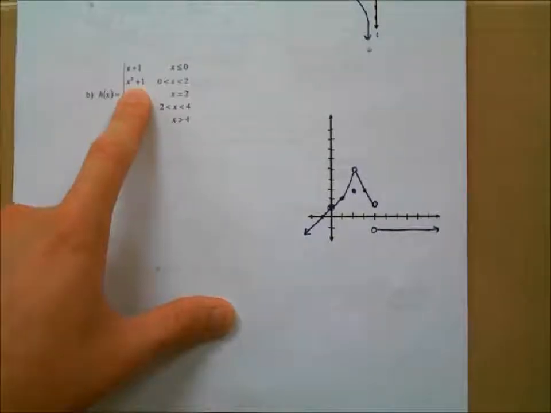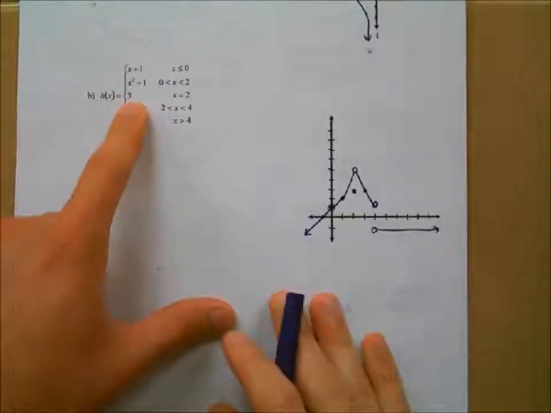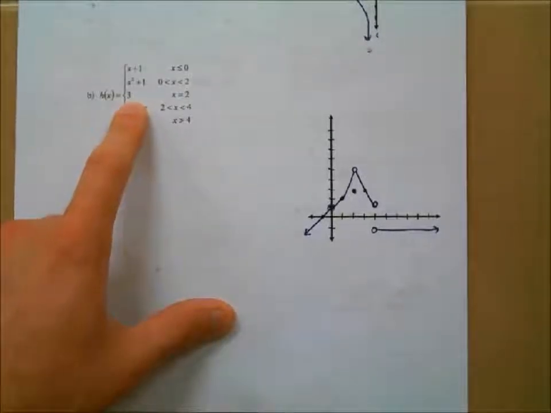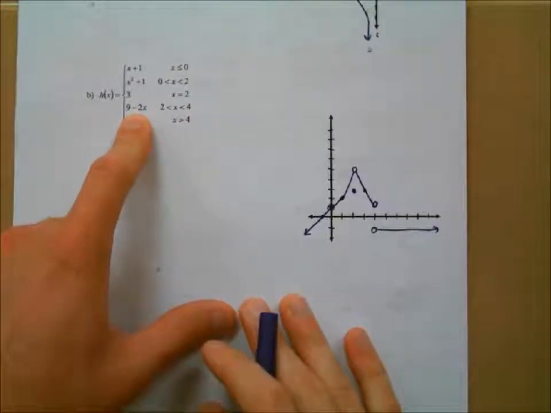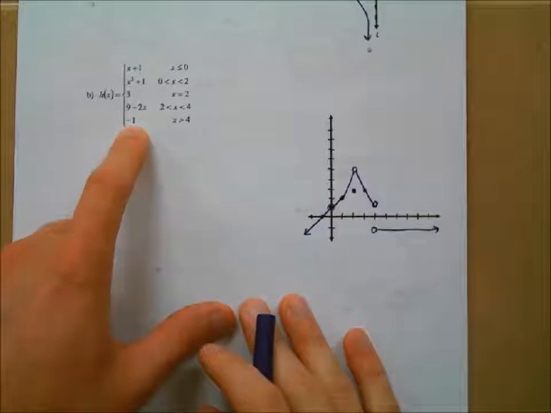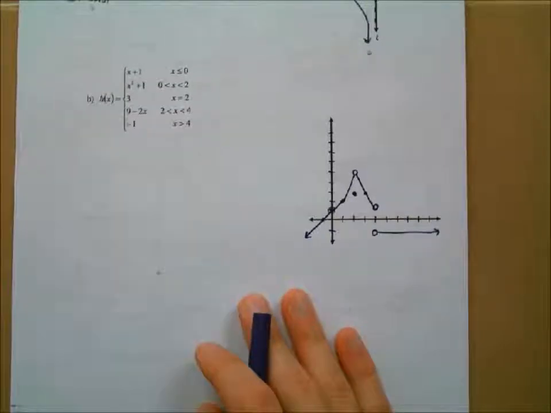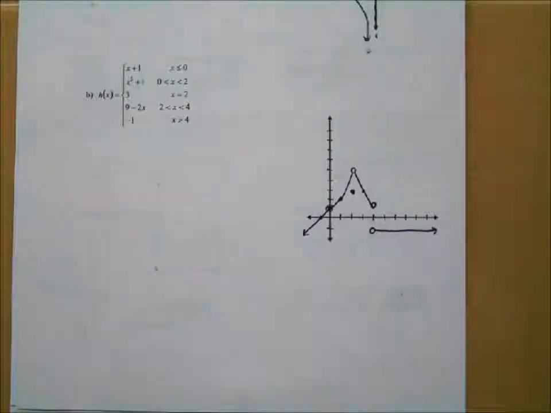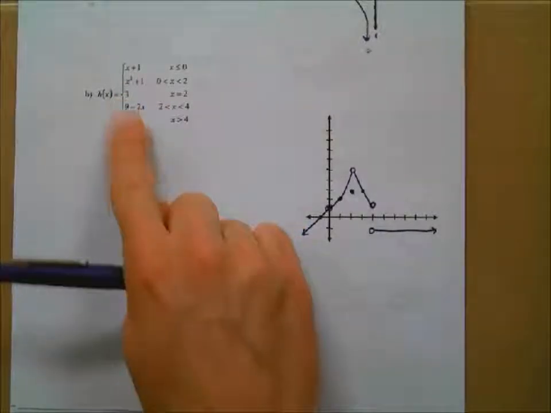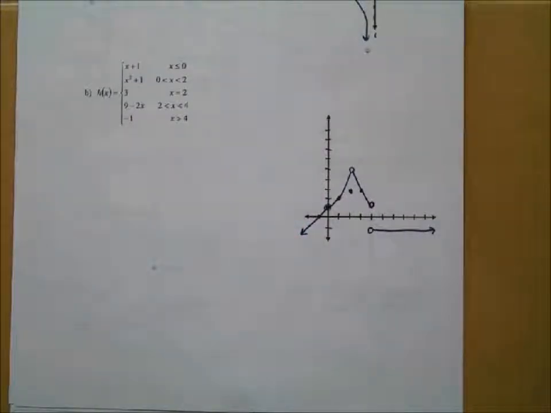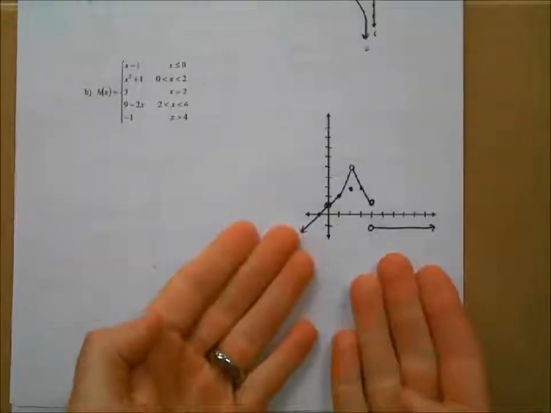X squared plus 1, no matter how I graph that, it's going to be a parabola that's shifted up 1. No jumps, holes, or gaps there, no problem. 3, no discontinuities on its own. 9 minus 2x, it's a line again, right? So no discontinuities there. And -1, also never discontinuous. So major thing you want to check for piecewise functions, number 1, is just in the individual pieces themselves to make sure there's no discontinuities. But everything's continuous here.